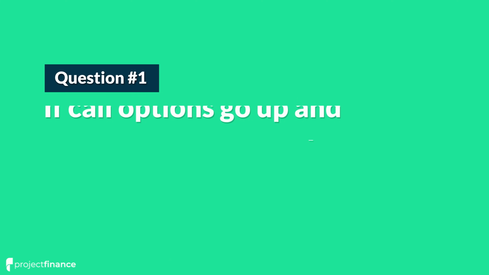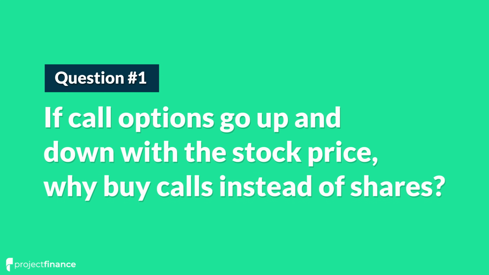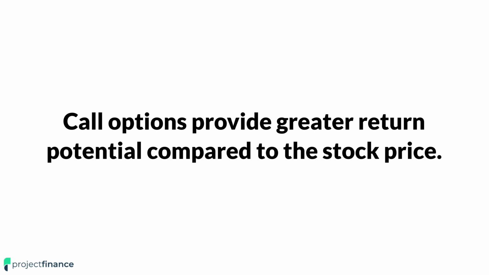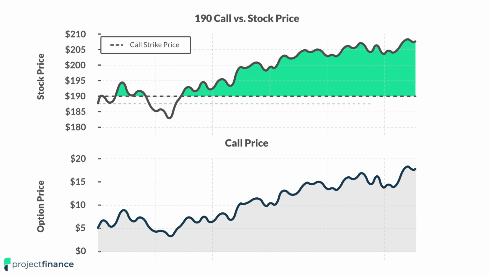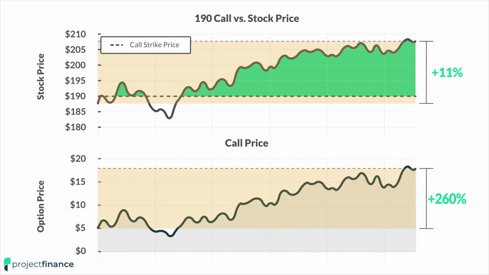If call options go up and down with the stock price, then a natural question you might have is, why do traders buy and sell call options instead of just buying and selling shares of stock? The answer is that when trading call options, you have a bigger return potential compared to the stock's price movements itself. In this past graphic, we saw that the stock price went from around $188 to $208, or an increase of about 11%. However, the call price went from $5 to $18, an increase of about 260%.